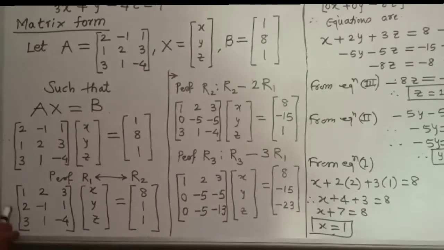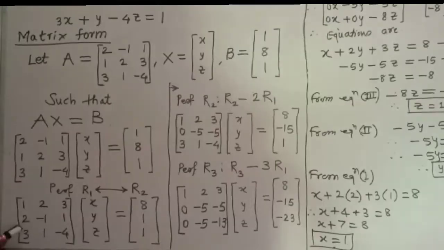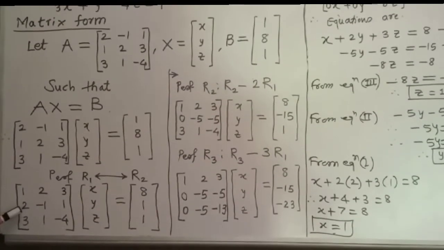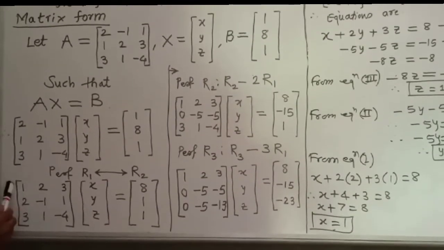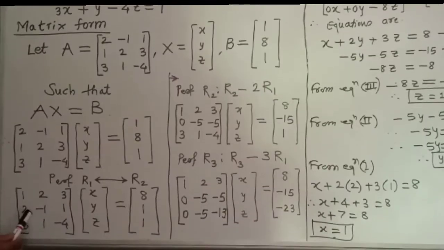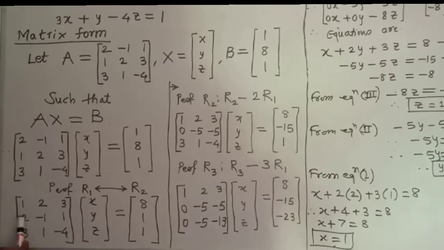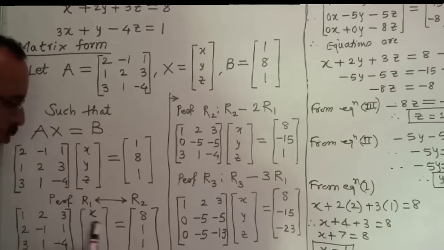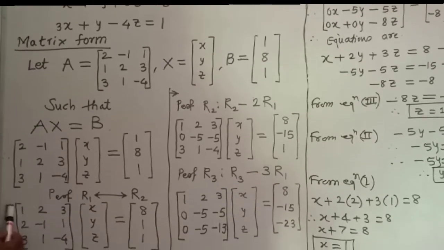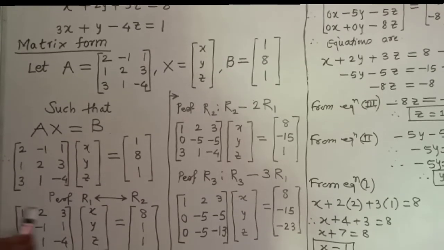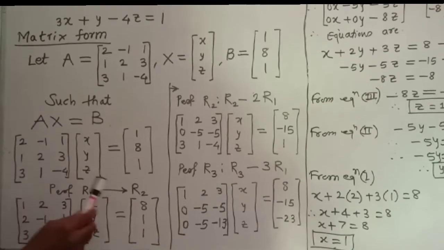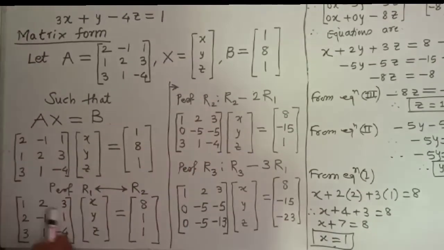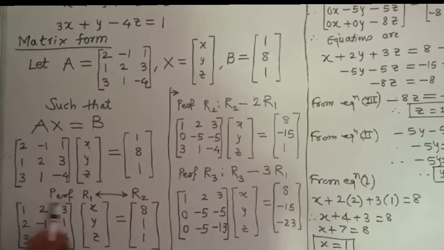Now we convert this 2 into 0. If we multiply this 1 by 2 and then subtract from 2, then we get 0 here. So I write the transformation: R2 minus 2 R1. If we multiply 1 by 2, that means we multiply R1 by 2 and then subtract from R2. So R2 minus 2 R1. So I write the transformation performing R2 such that R2 minus 2 R1.